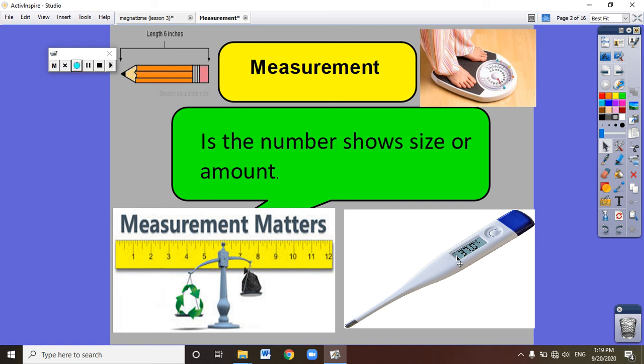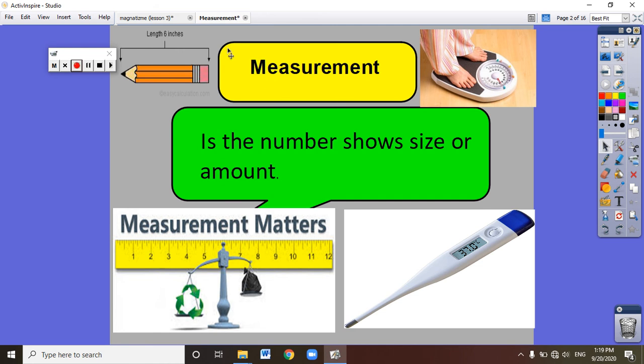As you can see, we said 6 centimeters, we said 50 kilograms, we said 37 degrees. So we said numbers. When we measure anything, it means numbers. So measurement is the number. It's the number that shows size or amount.